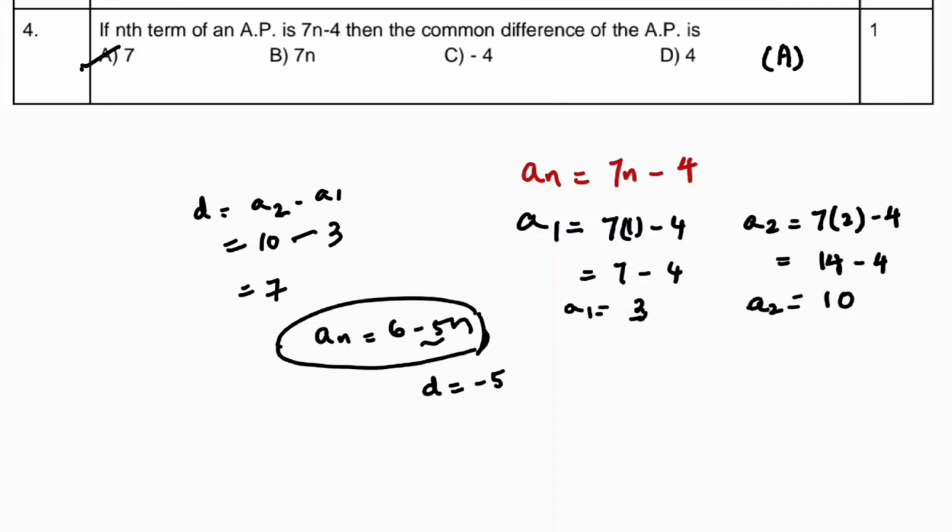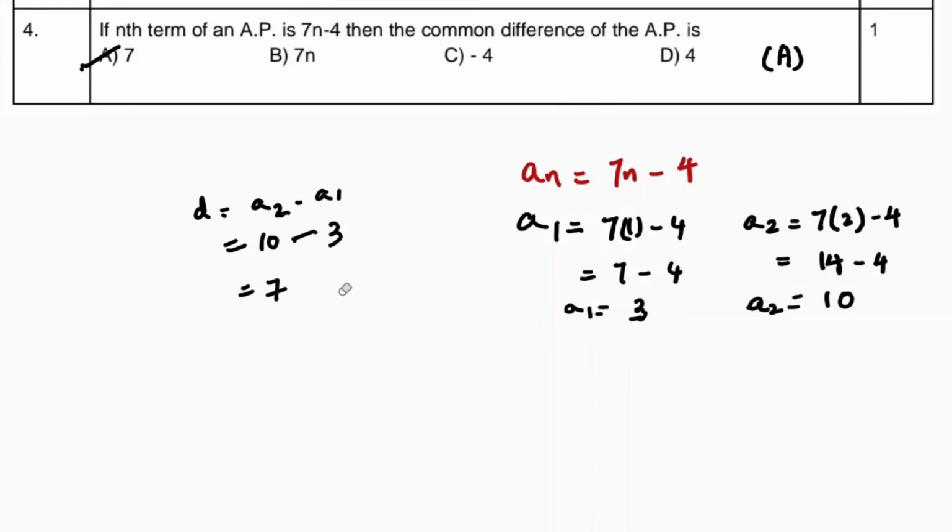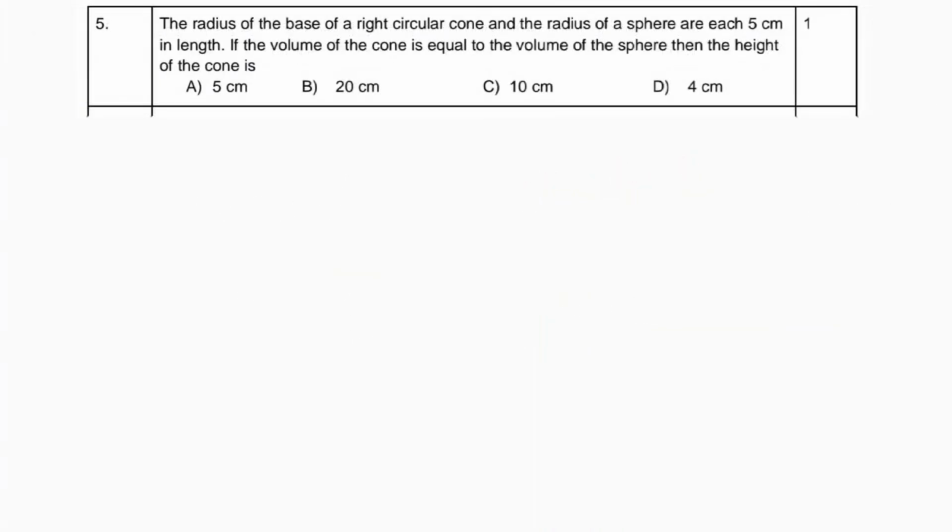So in this way, directly the coefficient of n is 7. So the correct option is A.